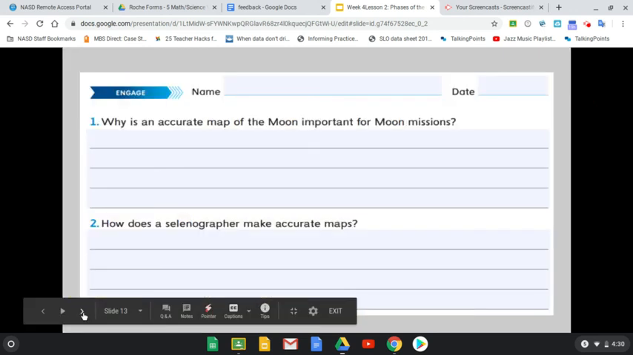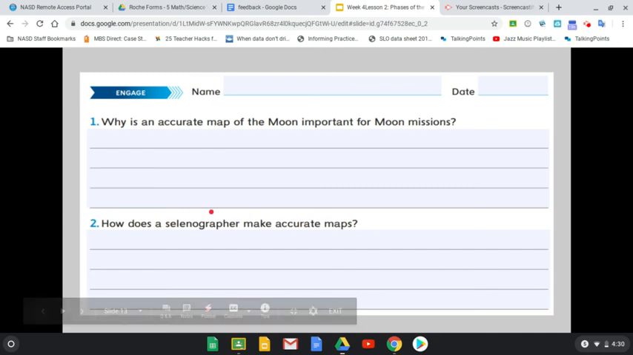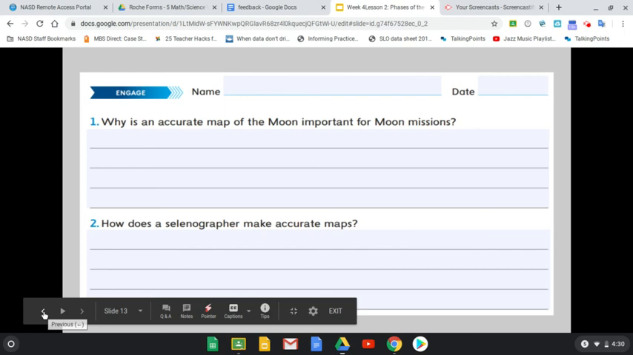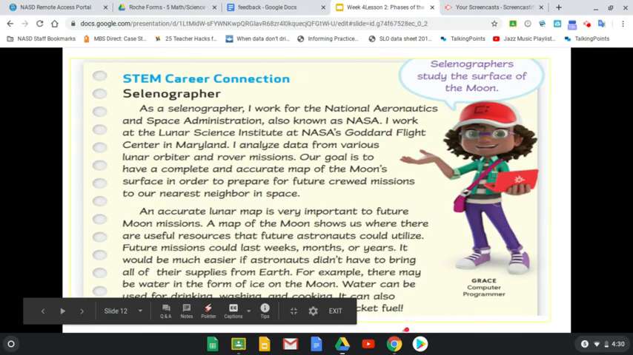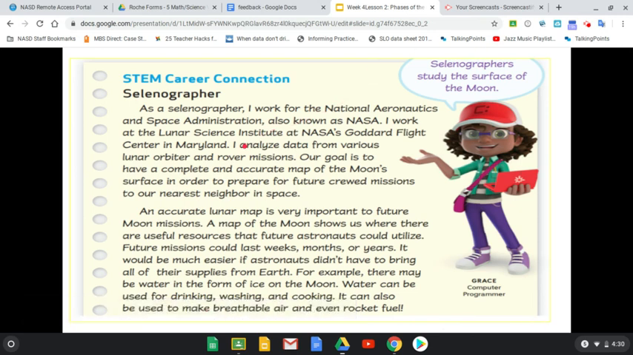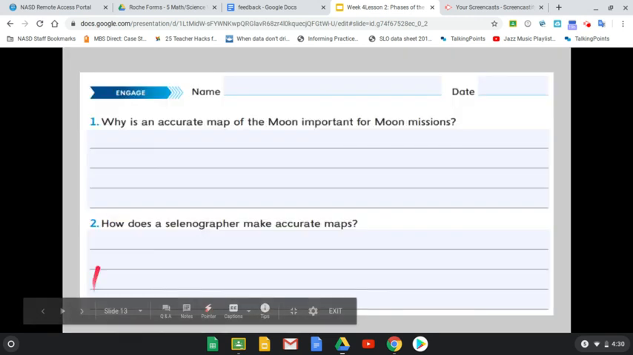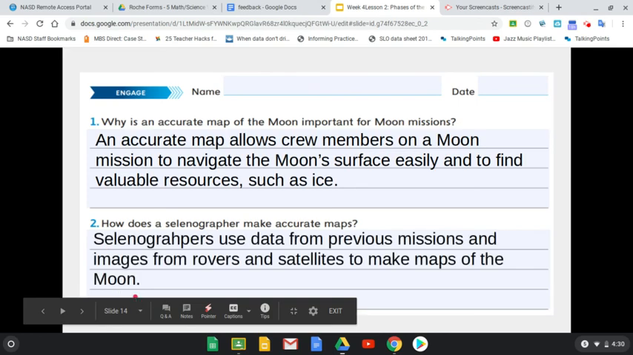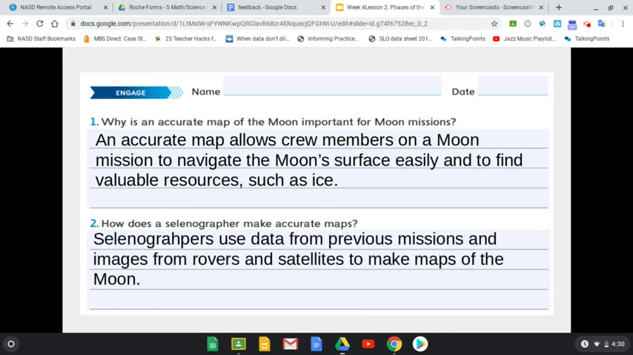All right, let's take a look at our next question. How does a selenographer make accurate maps? Let's go back in the text and find that answer. Again, if I look here in this first paragraph, the second or third sentence says, I analyze data from various lunar orbiter and rover missions. And so, boys and girls, we learned about rovers last week, okay? And so that is how they get their data. Selenographers use data from previous missions and images from rovers and also satellites to make maps of the moon.